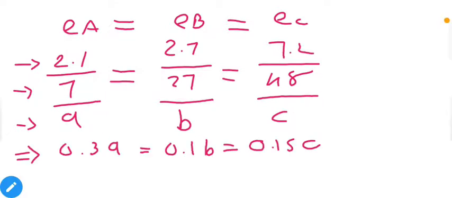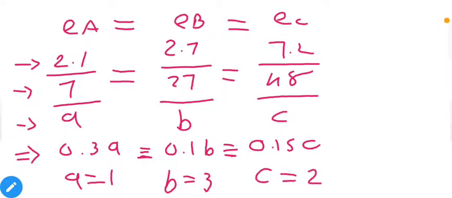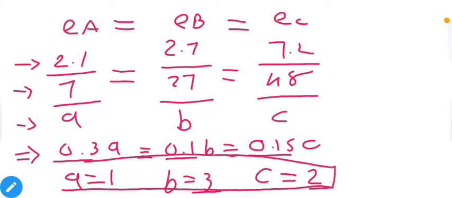So you will get 0.3 A is equal to 0.1 B and is equal to 0.15 C. Now these values should be equal. For that we need A is equal to 1, B is equal to 3 and C is equal to 2, because when we multiply 0.3 with 1 you get 0.3. Similarly 0.1 multiplied by 3 is equal to 0.3, and 0.15 multiplied by 2 is equal to 0.3. So these are the valencies of each metal present in our electrolysis.